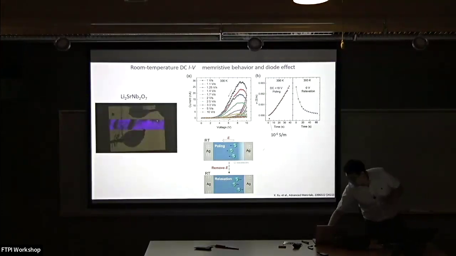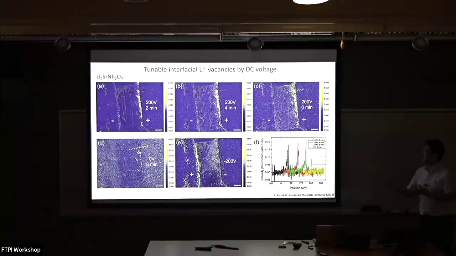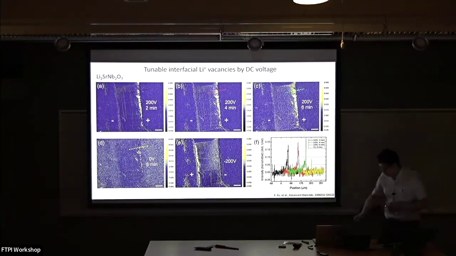What is the intensity? So, this is an optical microscope observation using polarized light. So we expect there's some change of the refractive index near the electrode due to the movement of the lithium vacancies.